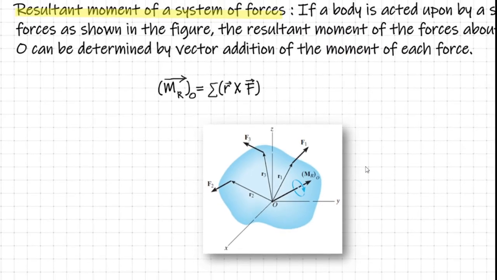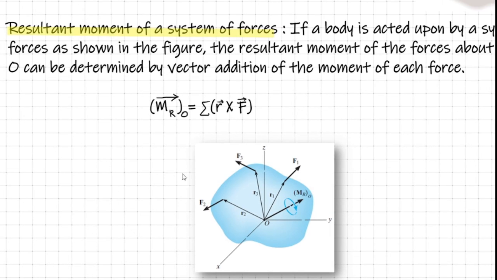Extending this reasoning, we know that if a rigid body is subjected to a set of forces, the resultant moment computed at any point O can be written as sigma of R cross F, where R indicates the position vector associated with any force F. So we compute the moment produced by the individual forces in a vectorial format and add them in a vectorial format only.